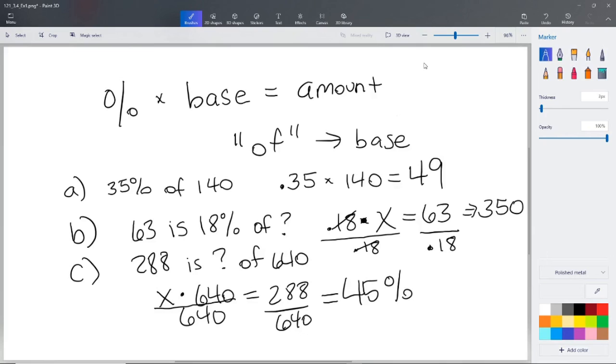And there we have it. We just did example 6 on page 390, translating the percent times base equals amount equation for a couple of things.